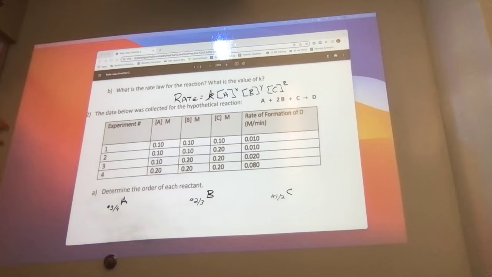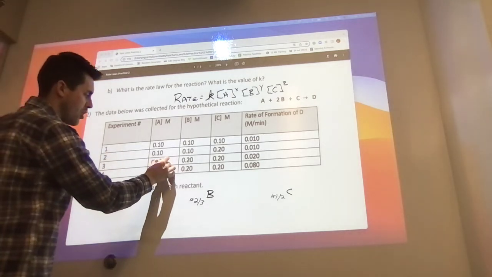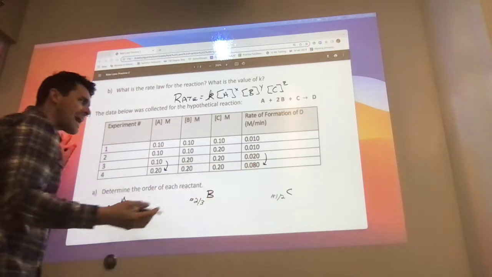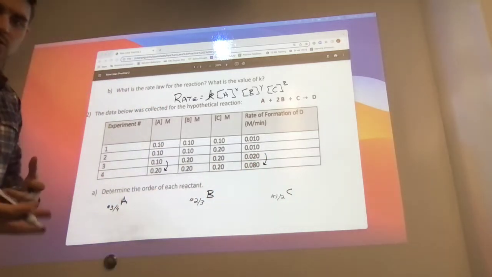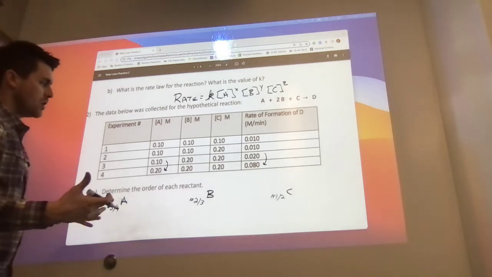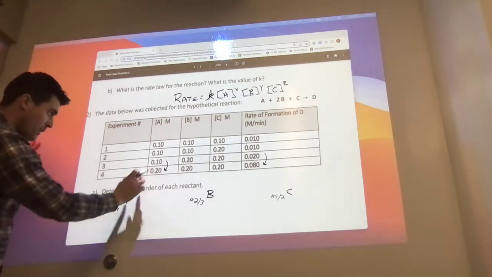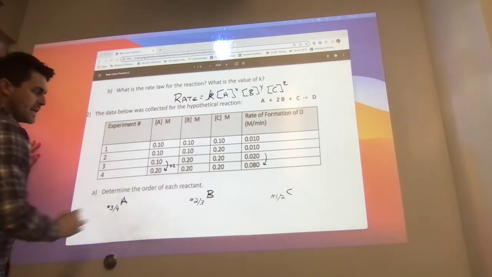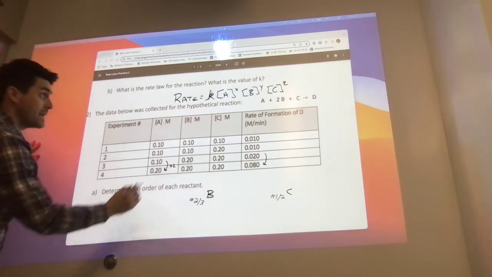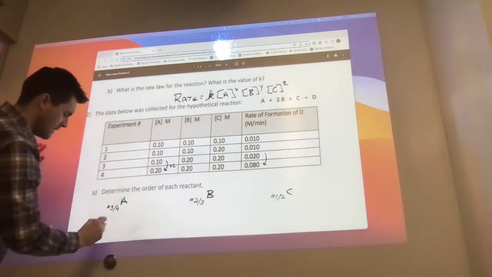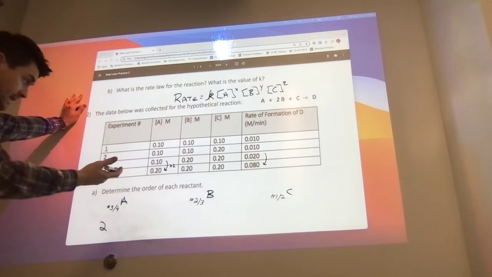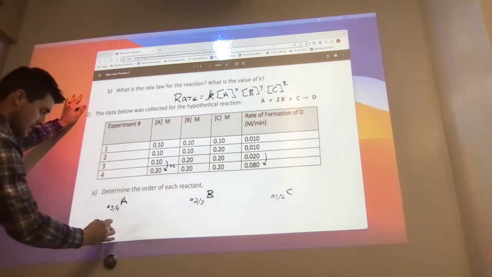All right, once you've identified those, let's analyze some data. I'm a big fan of always multiplying numbers out and saying, by what factor does the concentration change, and therefore by what factor does the rate change. So when I go from experiment 3 to experiment 4, I notice that the concentration is doubled. The concentration in my rate law is A, so I'm going to say A changes by a factor of 2.